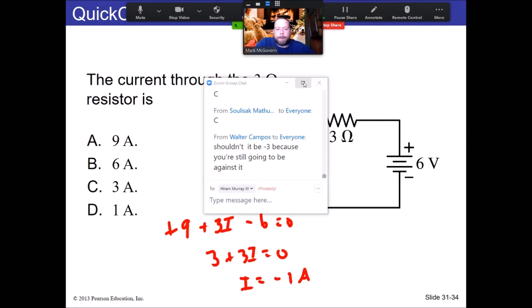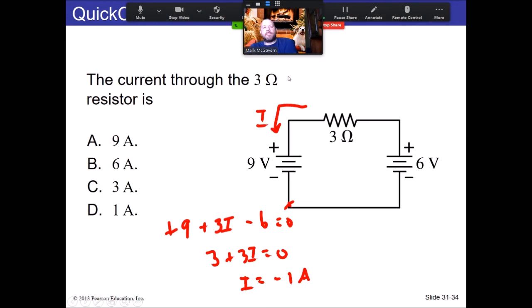Real quick, for the procedure for going clockwise, was that negative 6 still negative 6? Yeah, because the batteries don't care about the current. The batteries just care if you're going with them or against them. When you deal with resistors, you have to compare how you're traveling to the current direction. If you go with current, it's a drop, you need a negative. If you go against it, it's a gain. So in this case, it's a positive 3 because I'm going against the current as I travel in my loop.